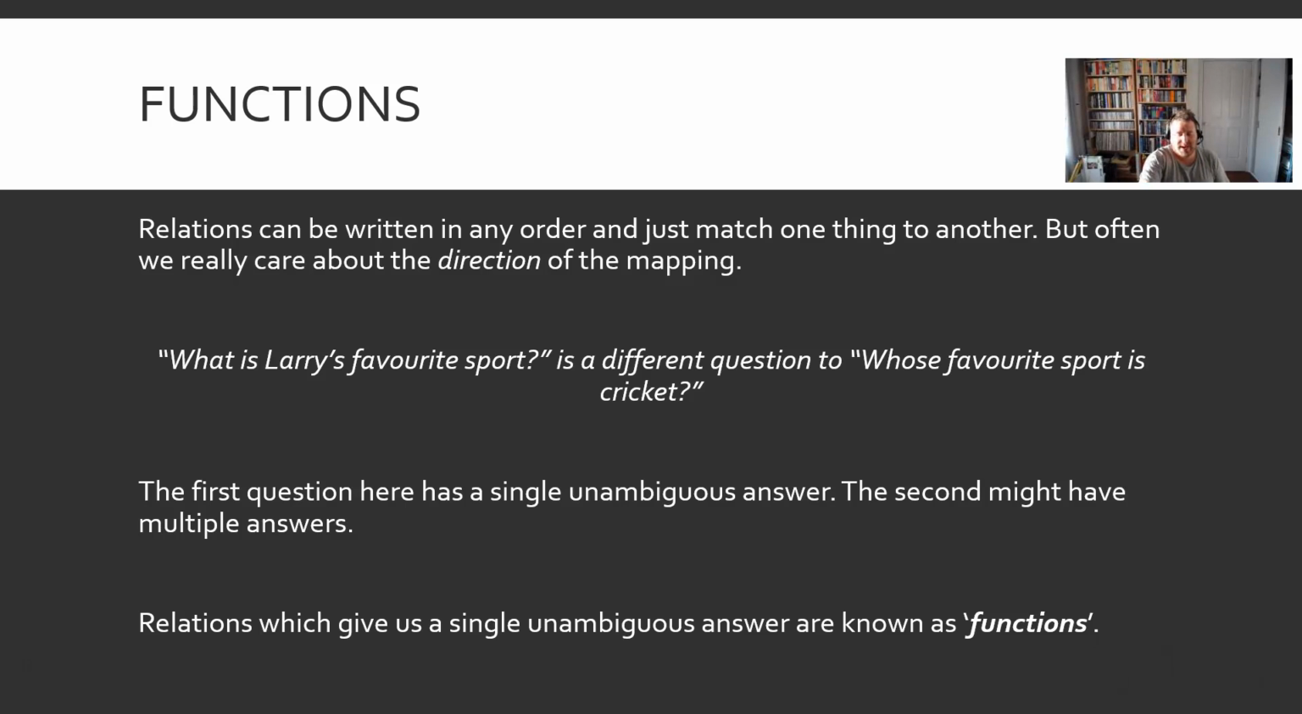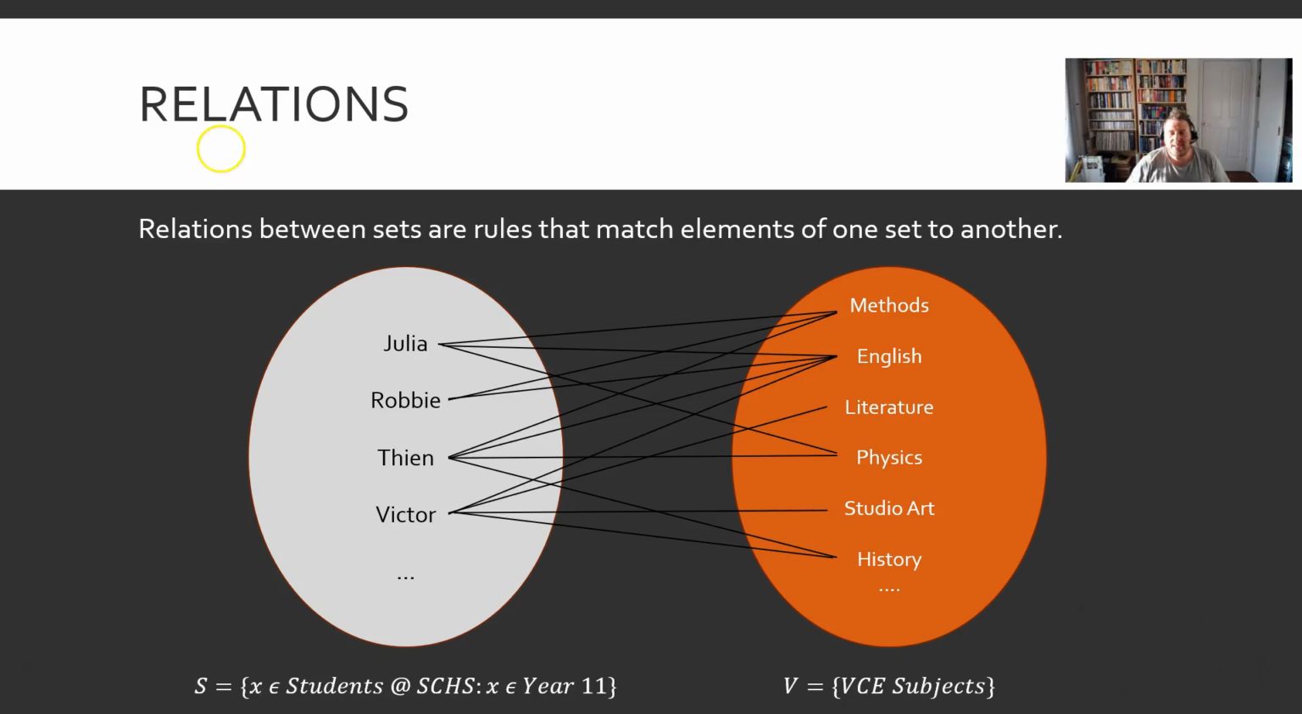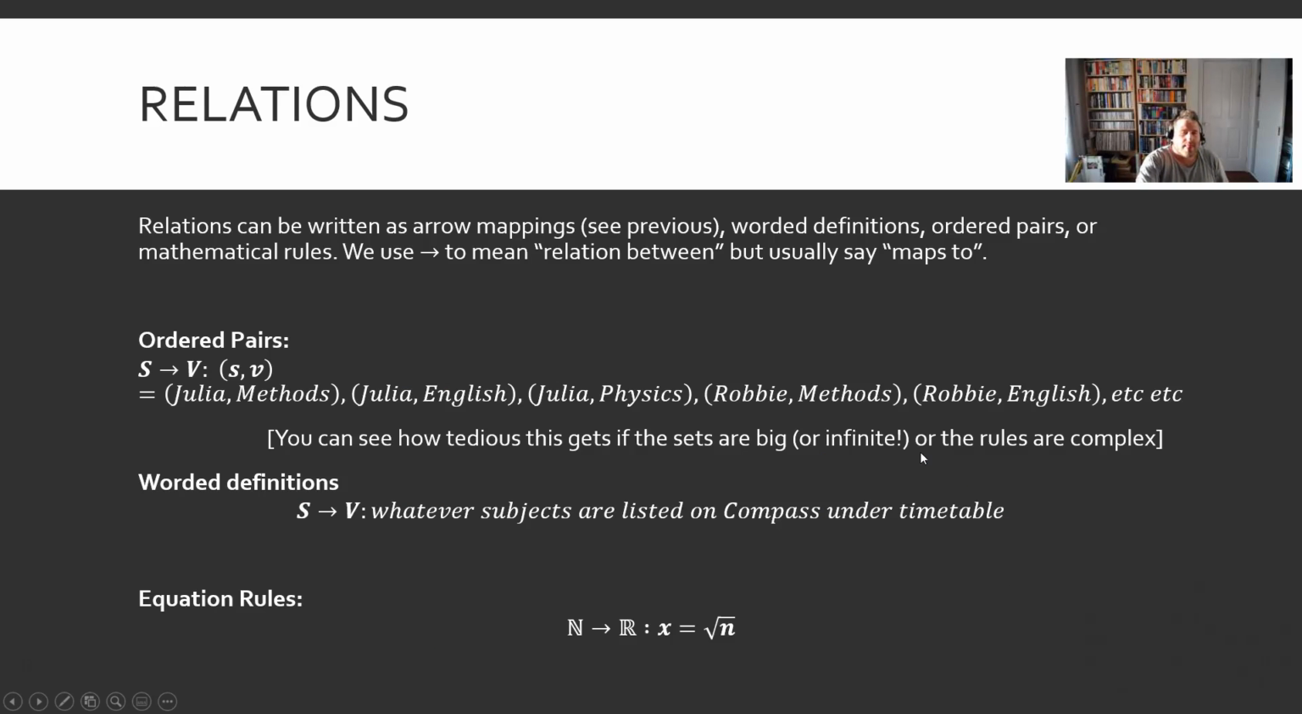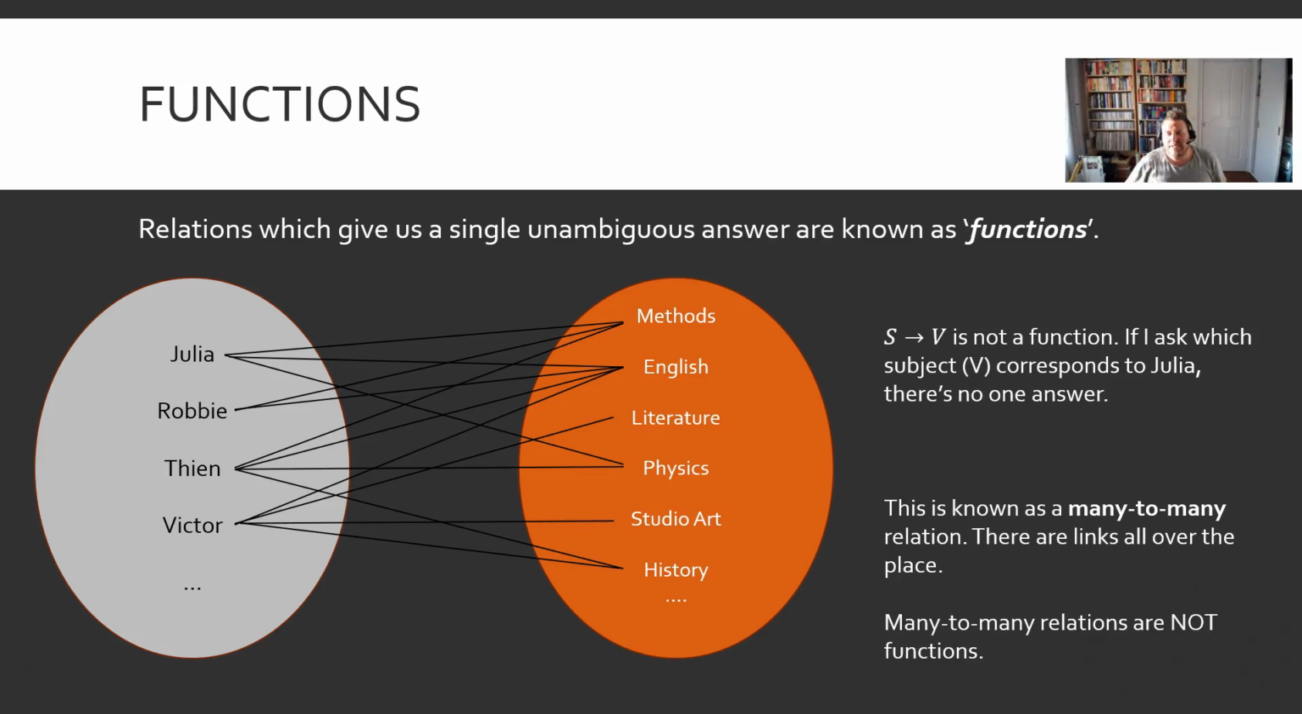So in our previous example, this is not going to be a function, because if you plug in Julia, you get 3 or 4 different answers. You get methods, you get physics, you get English. You don't just get one unambiguous answer. What's the subject that Julia does? Oh, it's physics. So that's not going to be a function. This type of relationship is what we call a many-to-many relationship, and we've got a whole other video on the difference between many-to-many and many-to-one and all this sort of stuff. But many things here map to many things here, and it's all over the place. Many-to-many relationships are not what we call a function.